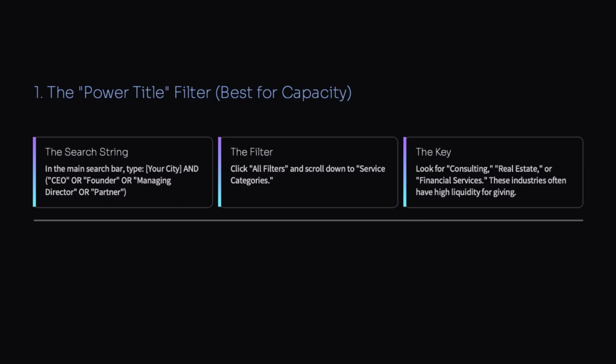Number one, the power title filter. This is best for capacity. Instead of searching for cause alone, search for titles that indicate a person has reached a stage in their career where they have major gift capacity. The search string: in the main search bar, type your city and CEO or founder or managing director or partner. The filter: click all filters and scroll down to service categories. The key: look for consulting, real estate, or financial services. These industries often have high liquidity for giving.